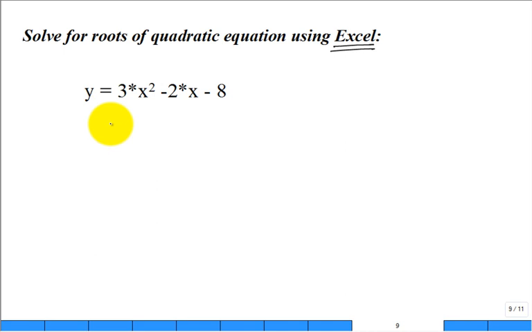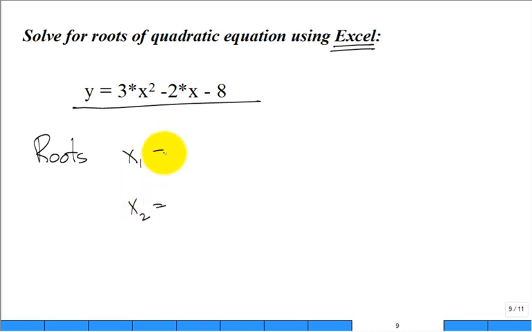Somebody says, here's my quadratic equation. Find the roots, x1 and x2, where y is equal to 0. There are two solutions to this equation where y is equal to 0. You already have it? Okay, negative 4/3 and 2.